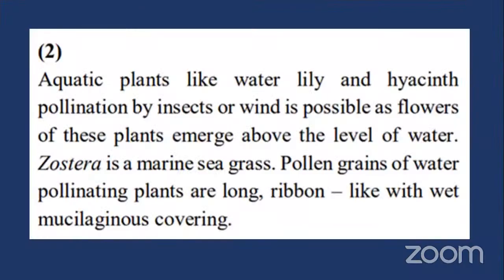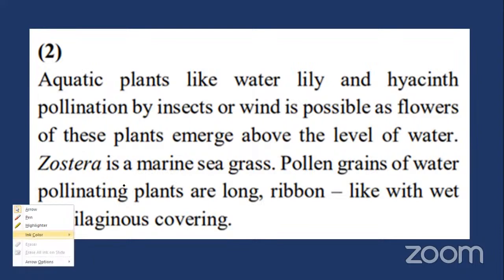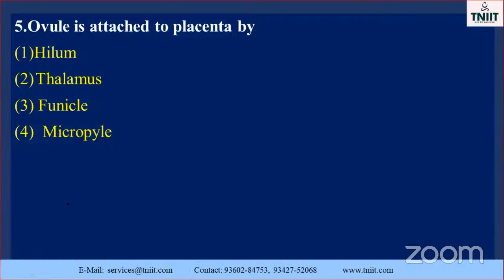Okay, go to the next one. Which one has a ribbon-like structure? Just imagine pollen grains of the water plant Zostera. It is a NEET question, my dear student. A NEET question. Zostera, they ask questions on it.